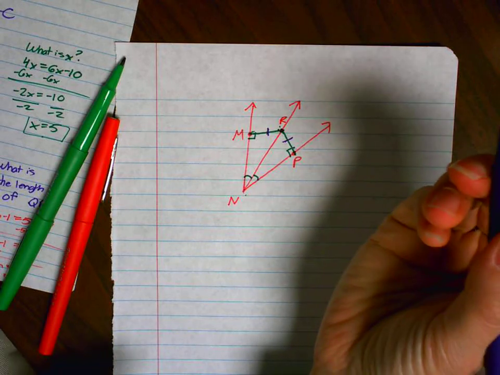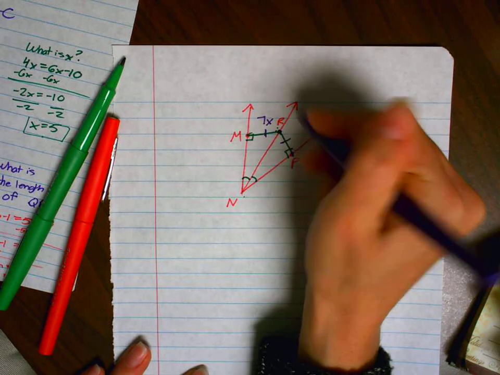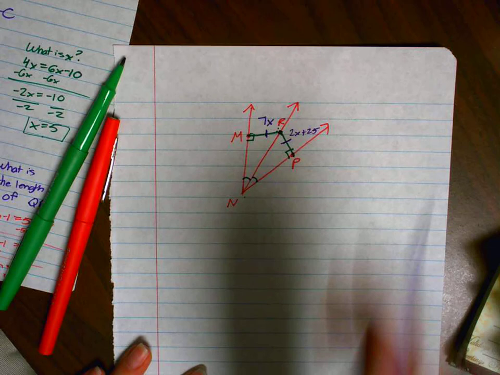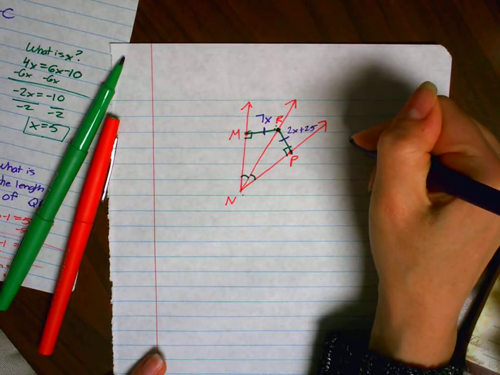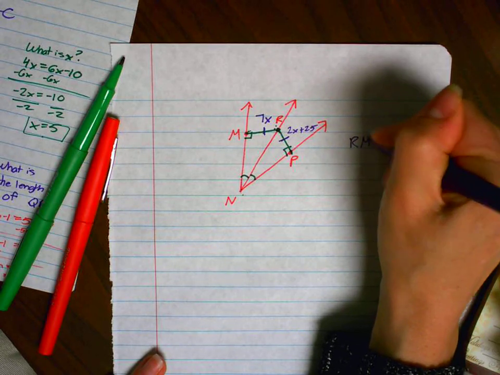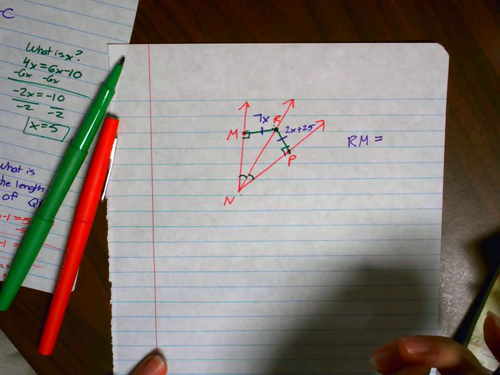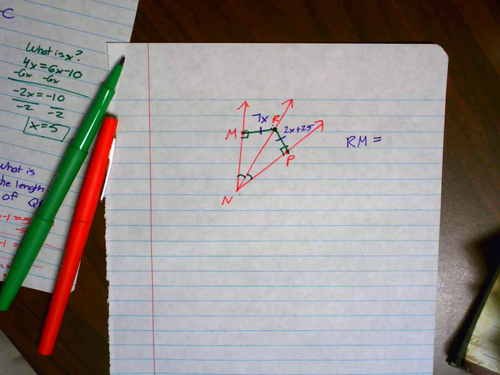So let's say in this case that MR is 7x and RP is 2x plus 25. And I want to know what is RM. What is the length of RM? So take a moment, set it up, pause the video if you need to. First you would need to solve for x, and then you'll need to go back in and find what RM is.